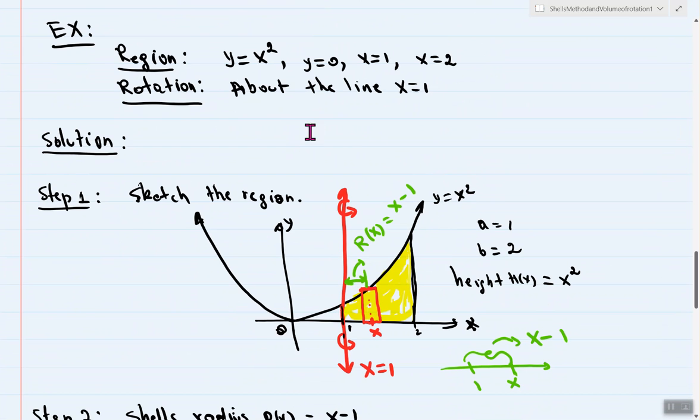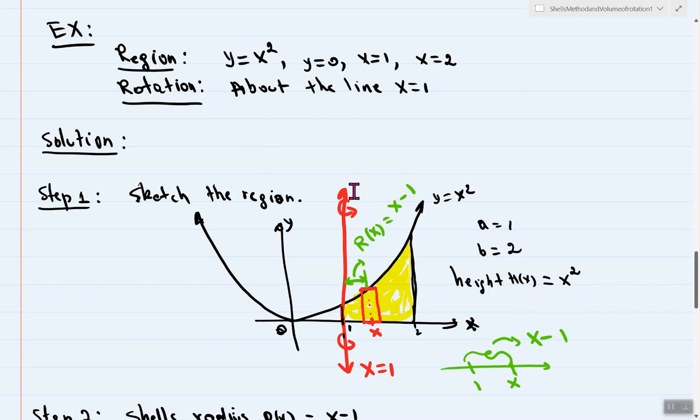So here the region is given as y equals x squared, y equals 0, x equals 1, and x equals 2. And the rotation is about the line x equals 1. So the first step of the solution is to graph or sketch the region. First we graph y equals x squared, and y equals 0 is the x-axis, x equals 1 is this vertical line, and then x equals 2 is the other vertical line. All those data give us this region in yellow.